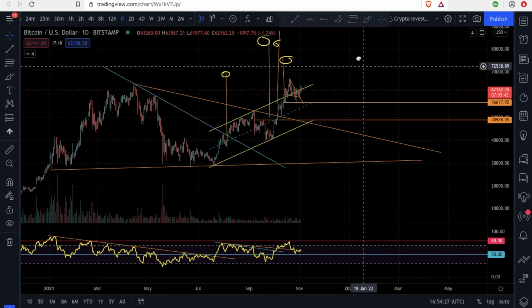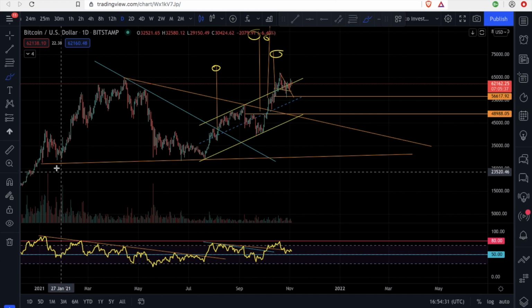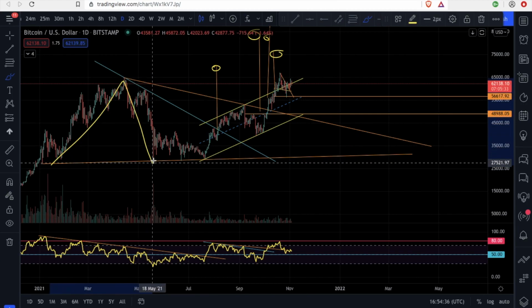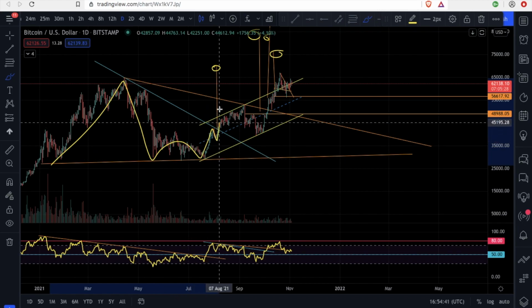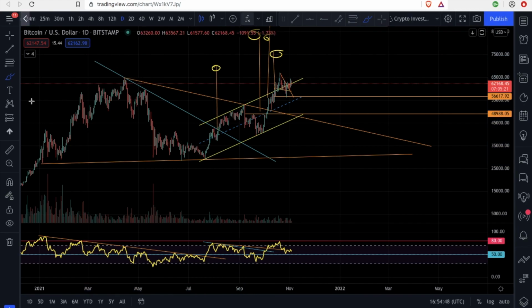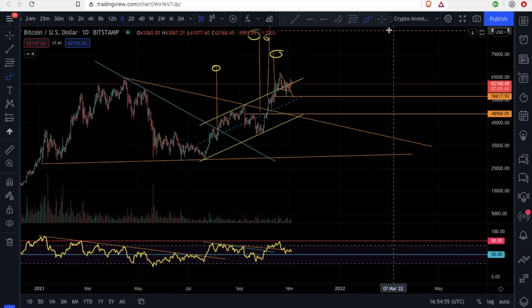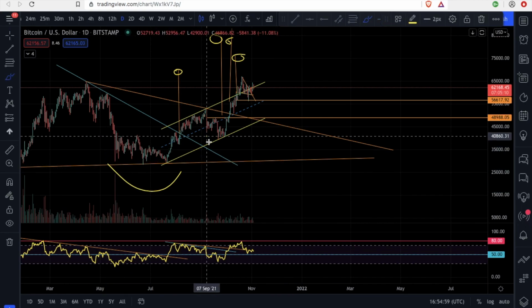I will show you another pattern that also broke out bullish. This is another descending triangle right here: resistance, support, resistance, and breakout. That price level will be around $71,000. That's another bullish pattern that also broke out, and it's on its way to complete the pattern around these levels. Another bullish pattern that also occurred was this double bottom scenario right here.